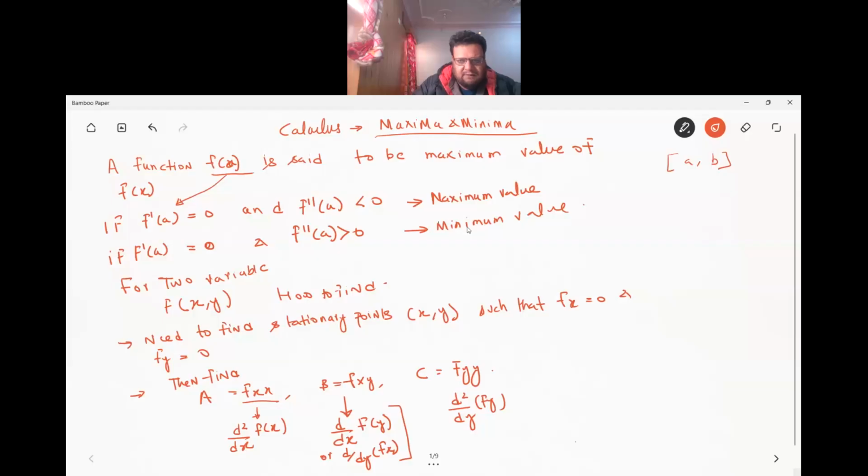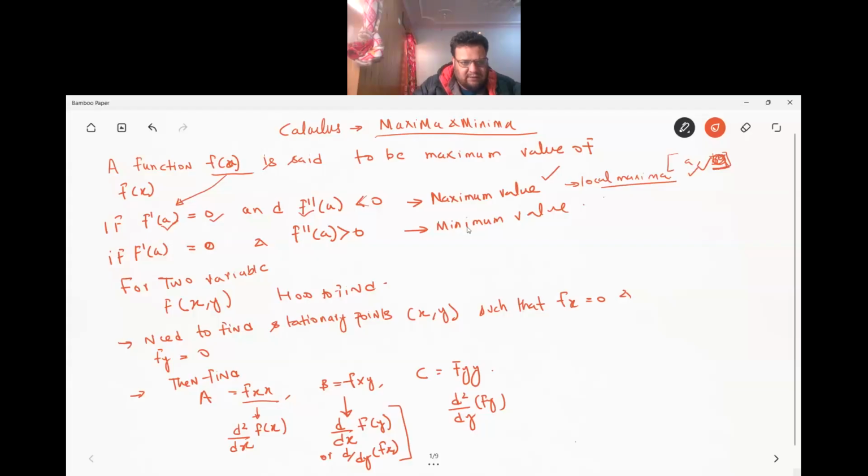If it is only for one variable, then there would be only one point a. If you check f dash of a is equal to 0 and the second derivative at this point is lesser than 0, then this will give you the maximum value. In this case this will give you the local maximum, not the global maximum value. I'll explain what local maxima and global maxima are.